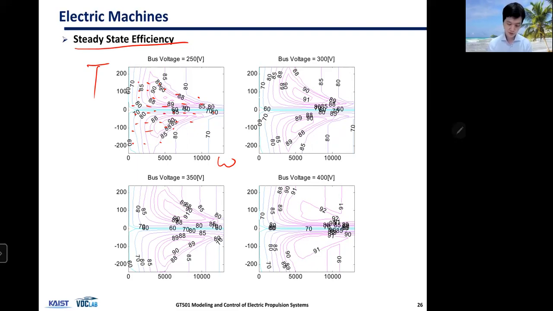This is an example of that, and you can see that the sweet spot is somewhere here. But also note that when you change voltage, this efficiency map also changes. Okay, so if you can control the voltage, then you can optimize or control voltage to improve efficiency. Okay.